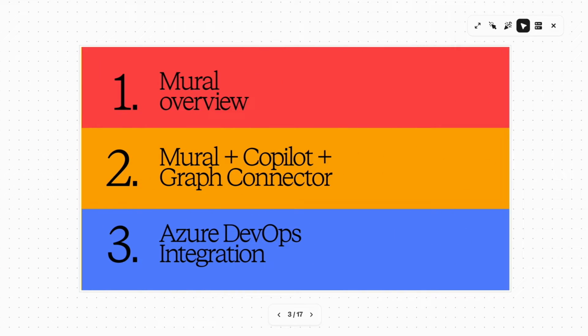So today we're first going to start by giving you an overview of Mural so we can tell you who we are and what we're about. And then we'll dig in a little bit more into our Mural and Copilot integration that is powered by the Mural Graph Connector. And then finally, we'll switch gears a little bit and talk to you about some exciting updates coming to our Azure DevOps integration. So who we are and what do we do?